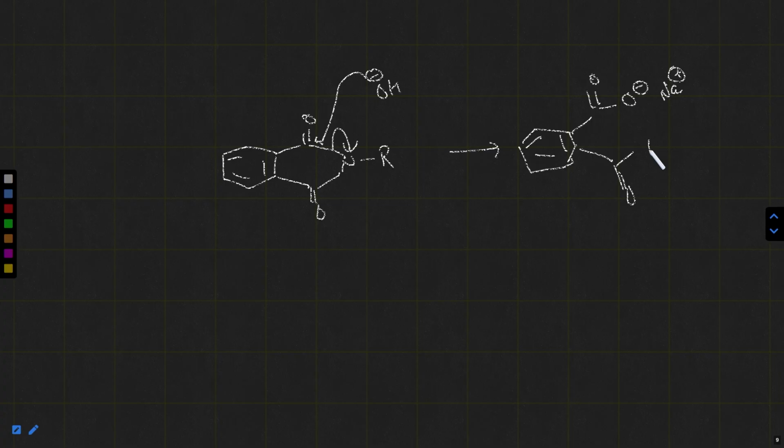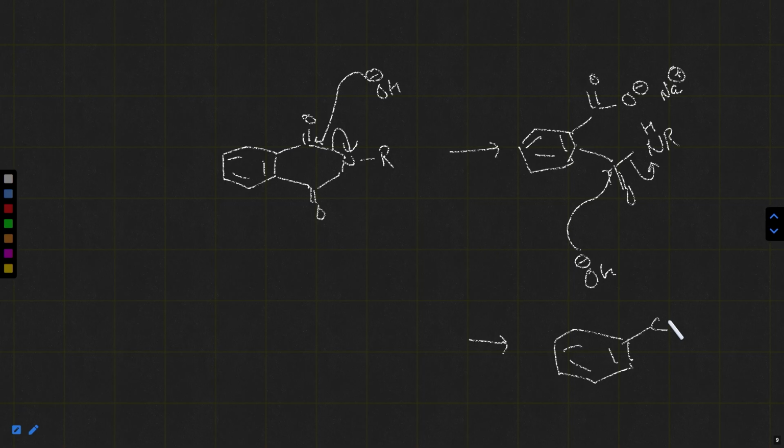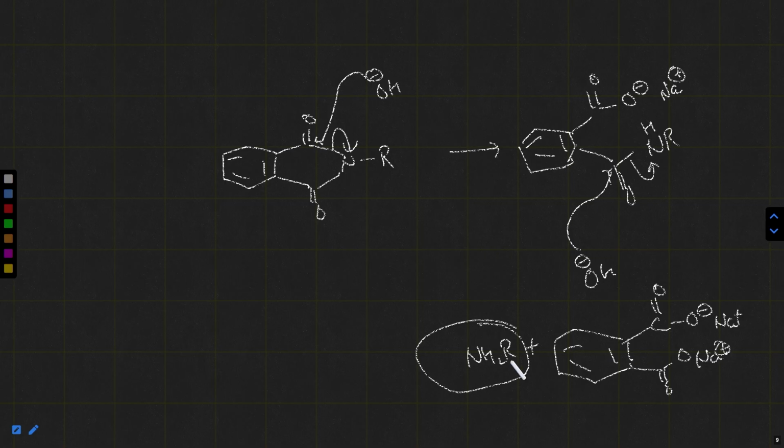Again, one more OH minus will attack and will kick out this thing. So in this way, you will get your phthalate ion. Along with this phthalate ion, you will also get one NH2R. That is your primary amine. Okay, this is your primary amine.